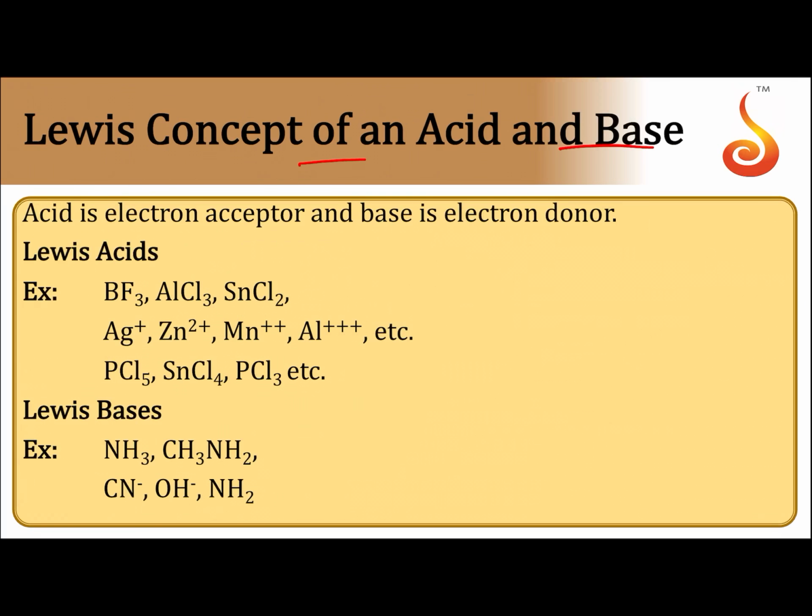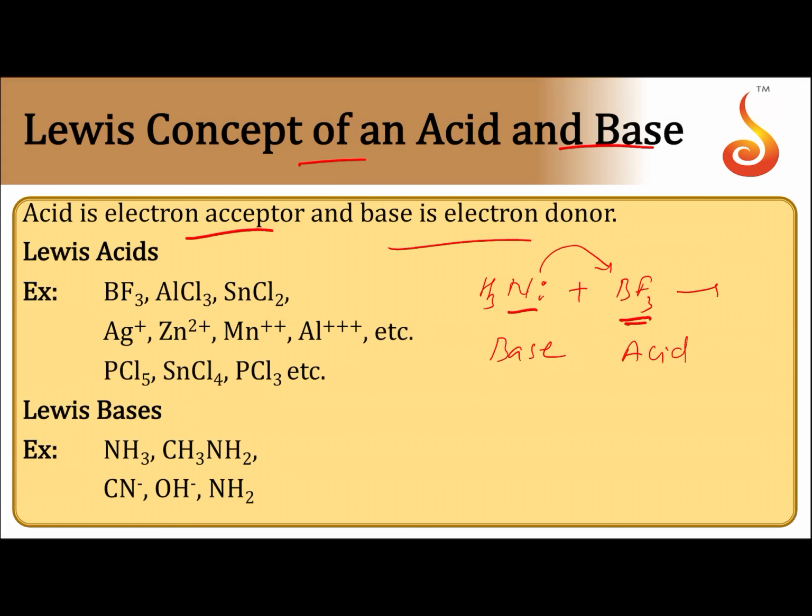Next, the Lewis concept of acids and bases. Here an electron pair acceptor is called an acid. An electron pair donor is a base. So take a reaction like NH3 giving an electron pair to a BF3 molecule. In this reaction, BF3, the electron pair acceptor, is called the acid, and the donor is called the base in this case.